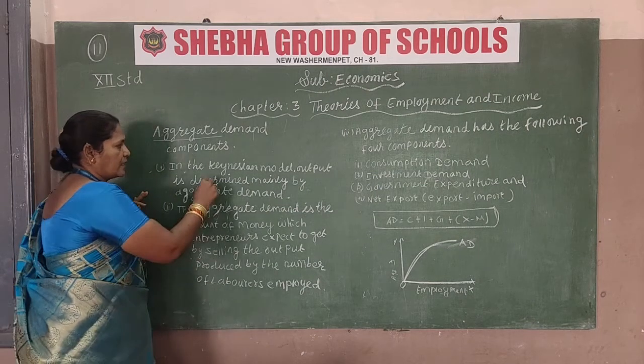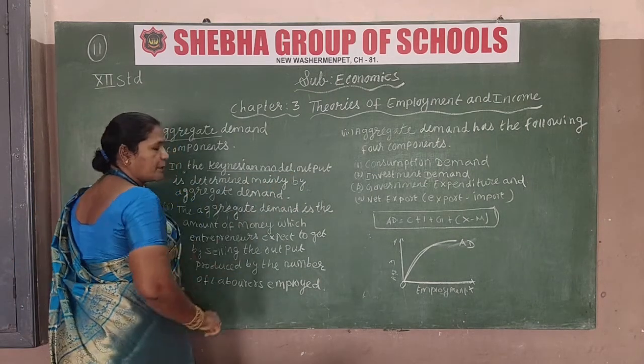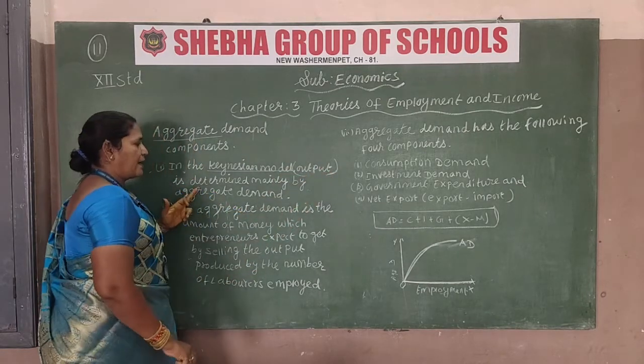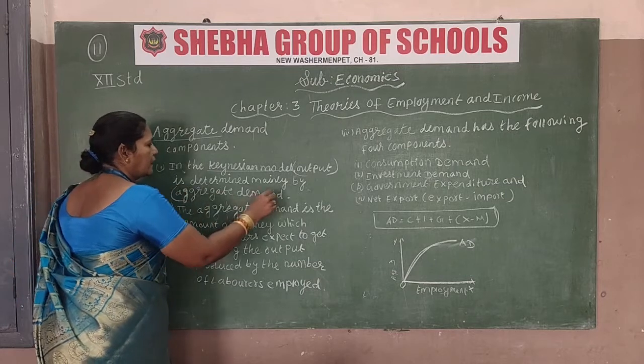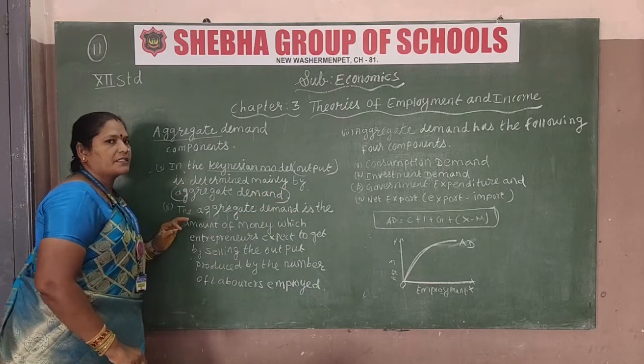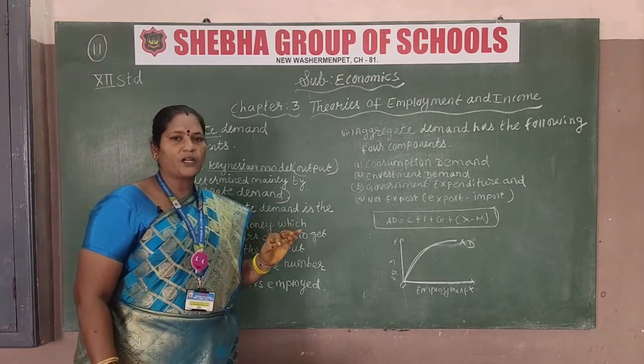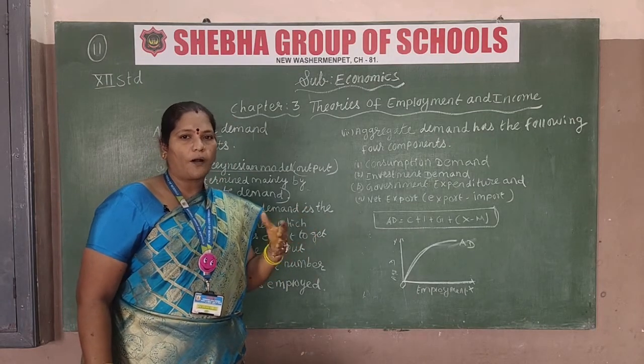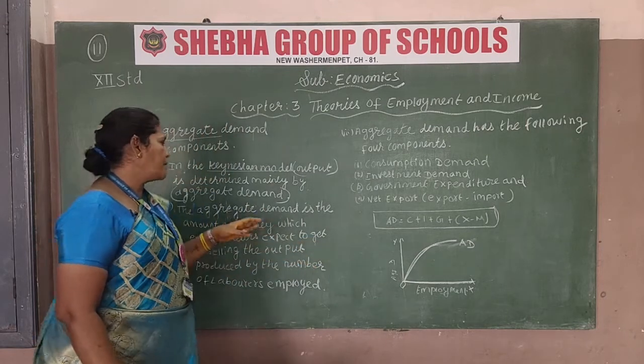In the Keynesian model, output is determined mainly by aggregate demand. Whatever product is produced, the output is determined mainly by the aggregate demand. I told you aggregate demand means demand according to the situation, there may be demand for a particular product. That is mentioned here.